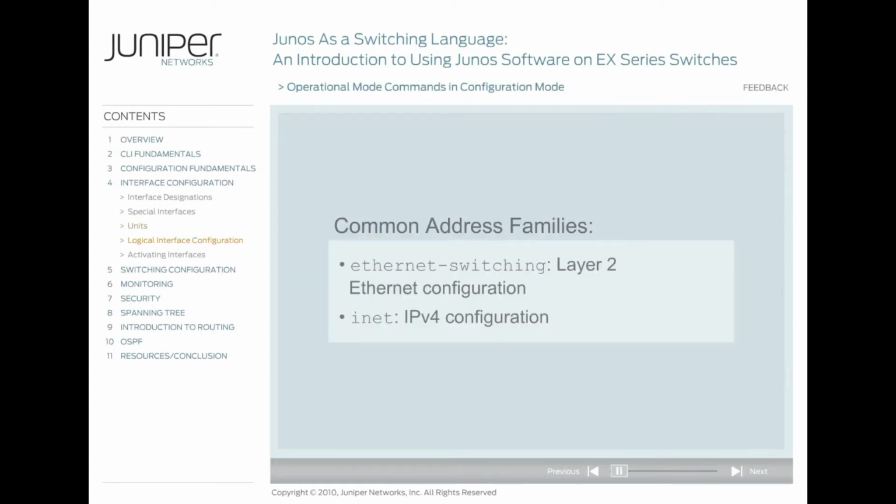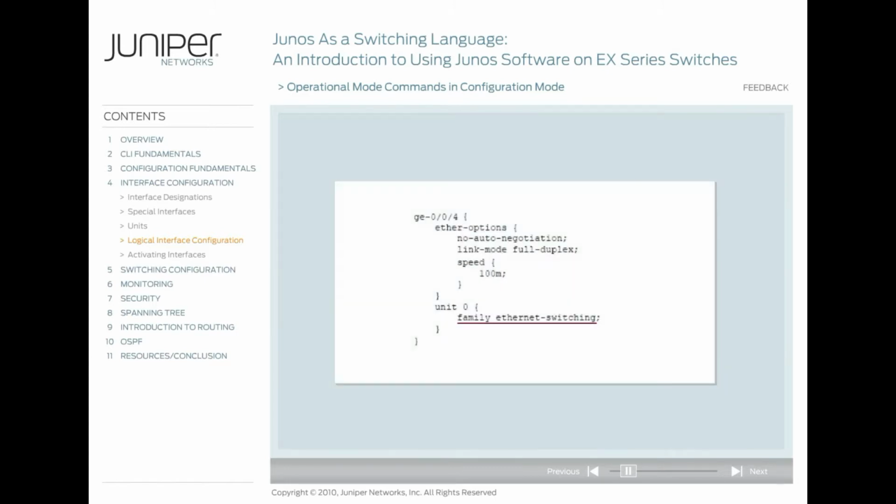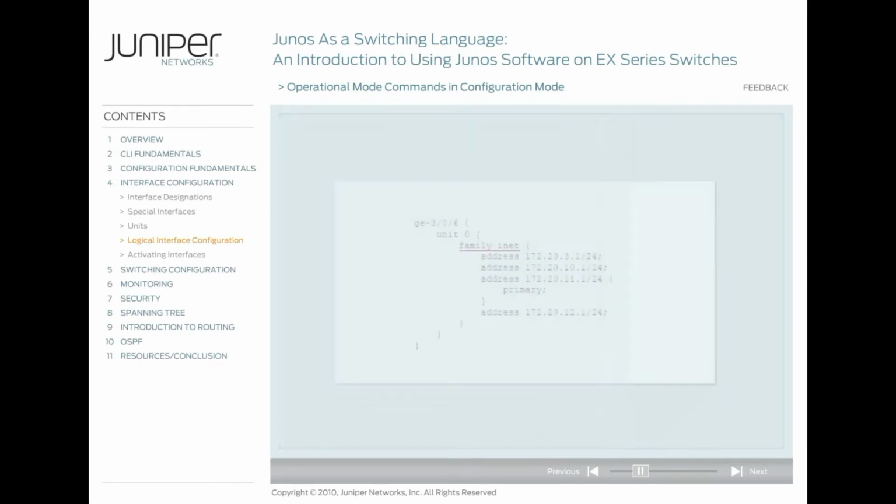Under the unit level, you configure Layer 2 switching parameters and Layer 3 parameters under family stanzas, so named because of the different Layer 3 address families. On the EX series switches, you can configure two families. Layer 2 Ethernet switching configuration uses the Ethernet switching family. The parameters that would be configured with interface-level switch port configuration statements in IOS are generally configured under this address family in Junos. Configuring this address family makes a logical interface a Layer 2 switched interface.